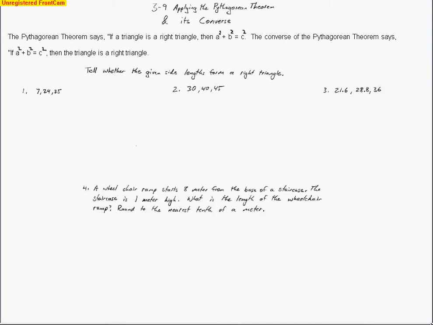This is a lesson for Chapter 3, Section 9. It's applying Pythagorean's theorem and its converse. And so I think we know what Pythagorean's theorem is because we've used it before. It's just that a squared plus b squared equals c squared, and that's what it says.